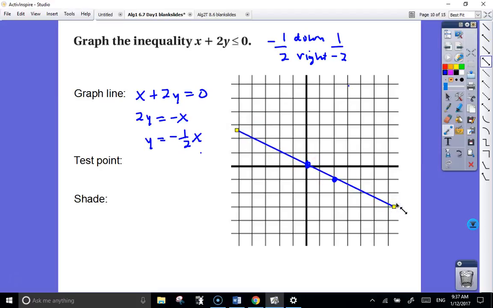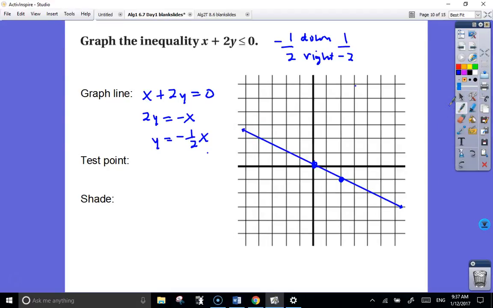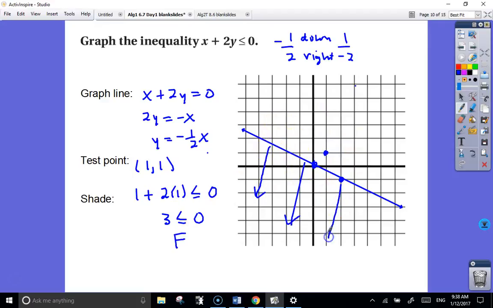Okay, now we have to test a point. Can I use 0, 0? No, because it's actually on the line. So pick another point, something that's easy. 1, 1, okay? So let's take the point 1, 1, which would be right there. Now we get 1 plus 2 times 1 is less than or equal to 0. 3 is less than or equal to 0. Is that true? That's a false statement. What does that tell you about where the shading goes on this graph? It's got to go on the other side, not the side that had that point, because that point led to a false statement.